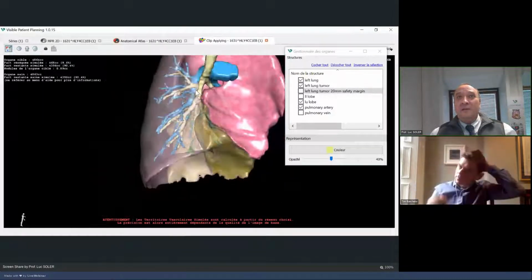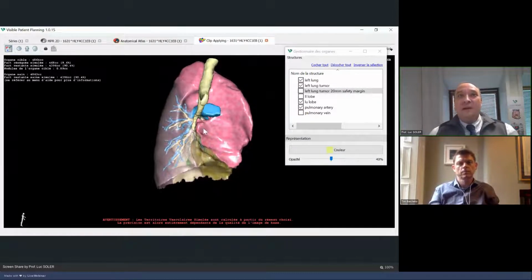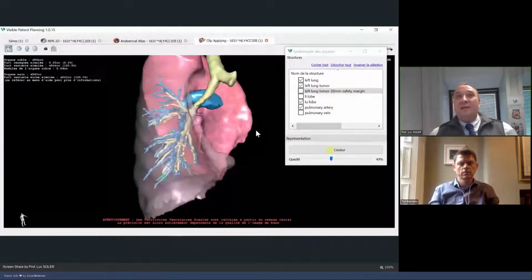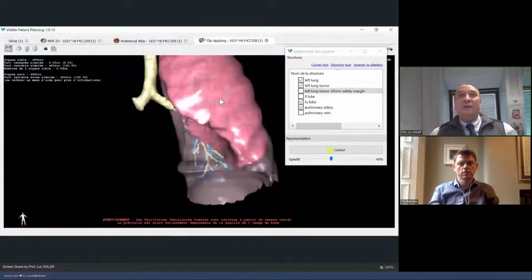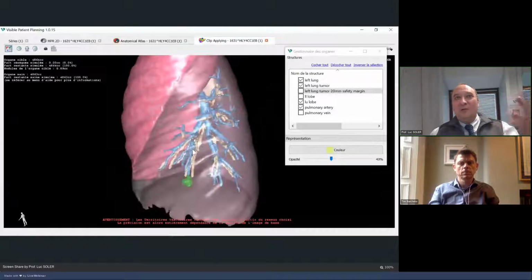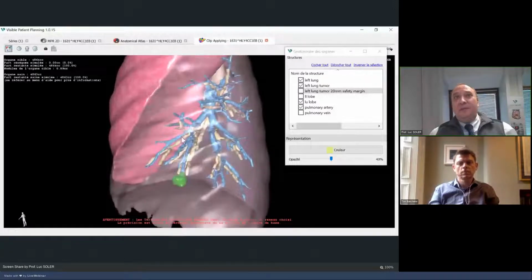So here you see I have a right lateral view of my lung, allowing me to see it in a different position. What is really great with virtual reality is the fact that you can rotate in any direction. The body here in the lower part allows you to see the position of the patient so as not to lose your landmark. So you see here the possibility to resect these two segments.